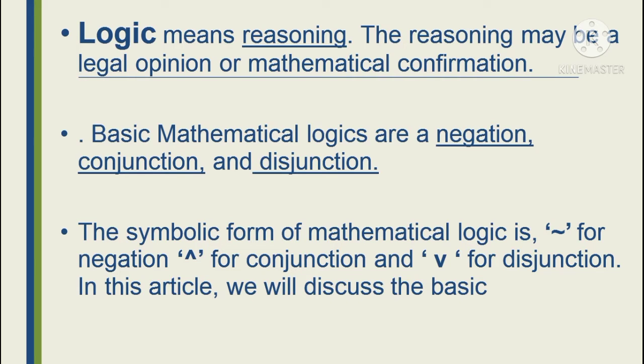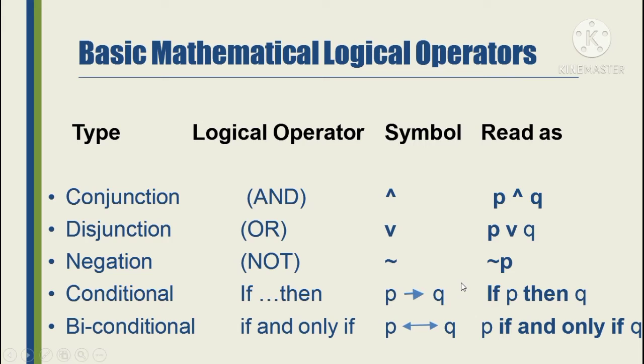The symbolic form of mathematical logic is this one. Or we could say this is the negation. That is negation, ha? This symbol is for negation. This one is for conjunction, yung nakataas na V. And this one is for disjunction. Ito yung B natin, disjunction. In this article, we will discuss the basic mathematical logical operators.